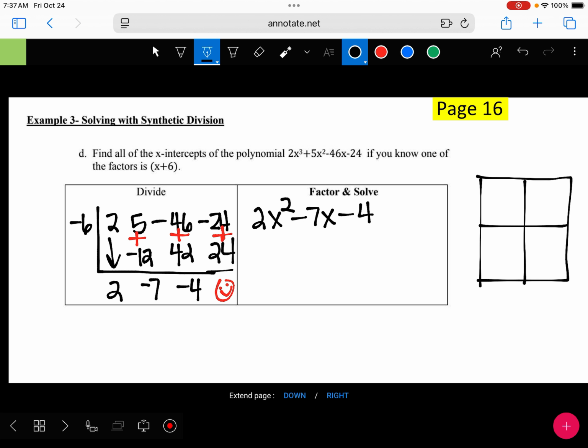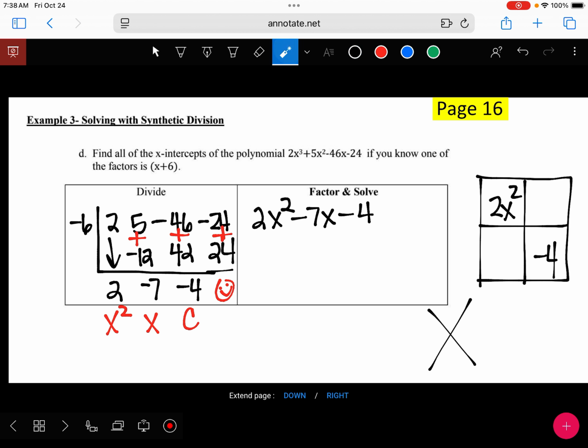All right, so this is what I got right here. So now I'm ready to factor it. Remember, this first number is x squared, the second number is x, the third number is your constant. I'm going to put my 2x squared here, my negative 4 here, make my x. I need 2 numbers that multiply to be the first times the last, which is negative 8, but they add to b. So what would be my 2 numbers that multiply to give you negative 8, but add to negative 7?